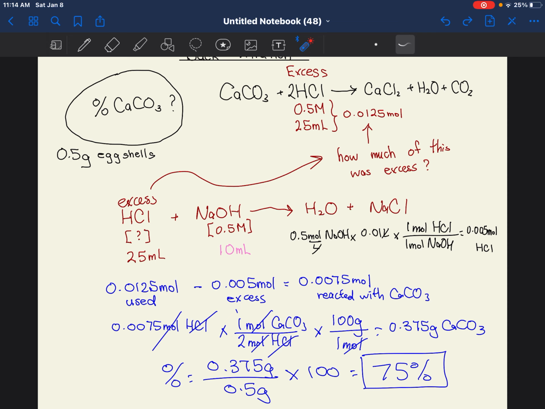All right. Hopefully you understand the idea of back titration is not really doing titration backwards, but using titration to figure out something related to what's going on. In this case, you're titrating the excess of an original reaction.